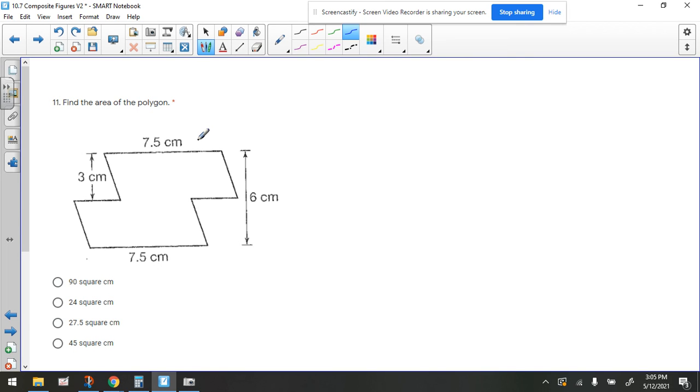Everybody, Ms. Dietrich here. We're taking a look at question number 11. It says, find the area of the polygon, and hopefully you recognize that we're dealing with a compound shape here. We're going to break this up into two figures that have area formulas.